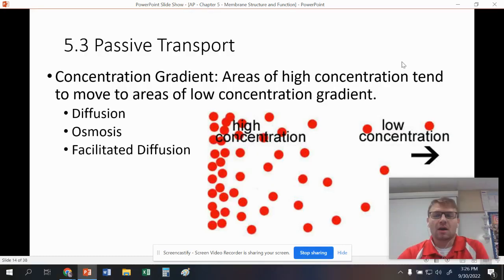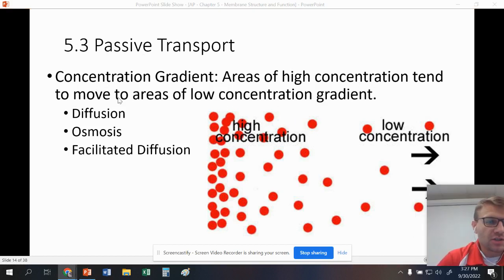So this is 5.2. All right, section 5.3 is going to be on passive transport. Concentration gradient. Areas of high concentration tend to move towards areas of low concentration. We talked about this a little bit in our lectures with 5.1 and 5.2, but basically what's going to happen here is things have a tendency to move from high concentrations to low concentrations. And we can see the difference between the two here. Now, there are three types of passive transport. They are diffusion, osmosis, and facilitated diffusion.